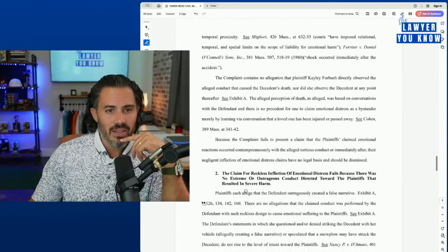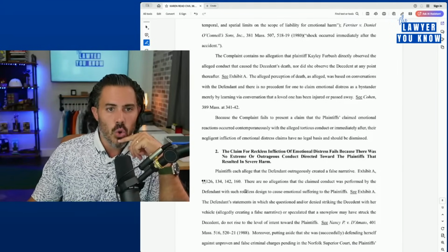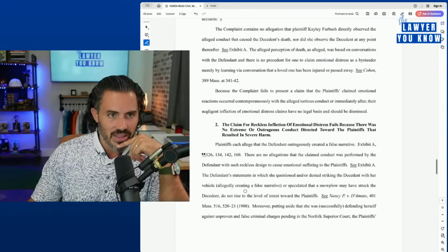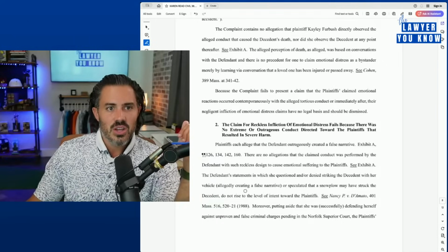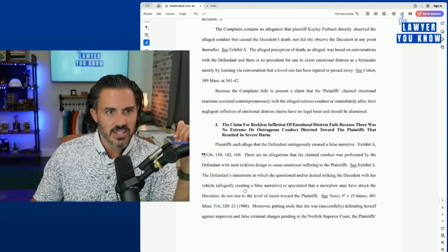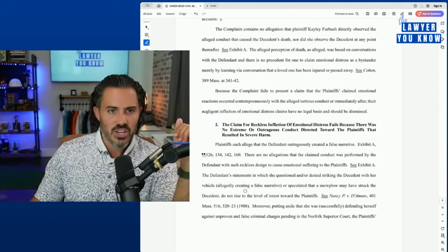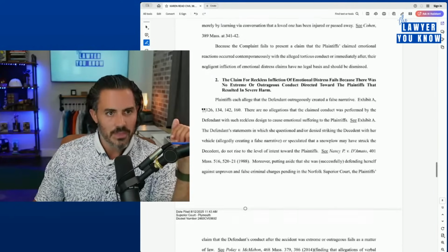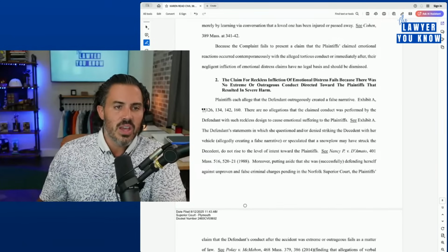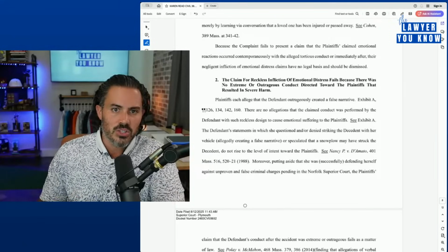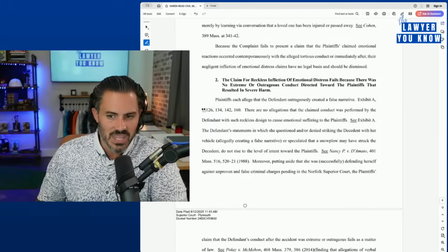The complaint contains no allegation that the plaintiff, Kaylee, directly observed the alleged conduct that caused the decedent's death, nor did she observe the decedent at any point thereafter. And that's where I think the distinction with the brother comes in as well. The alleged perception of the death, as alleged, was based on conversations with the defendant, and there is no precedent for one to claim emotional distress as a bystander merely by learning via conversation that a loved one has been injured or passed away. Because the complaint fails to present a claim that the plaintiff's claimed emotional reactions occurred contemporaneously with the alleged tortious conduct or immediately after, their negligent infliction of emotional distress claims have no legal basis and should be dismissed.